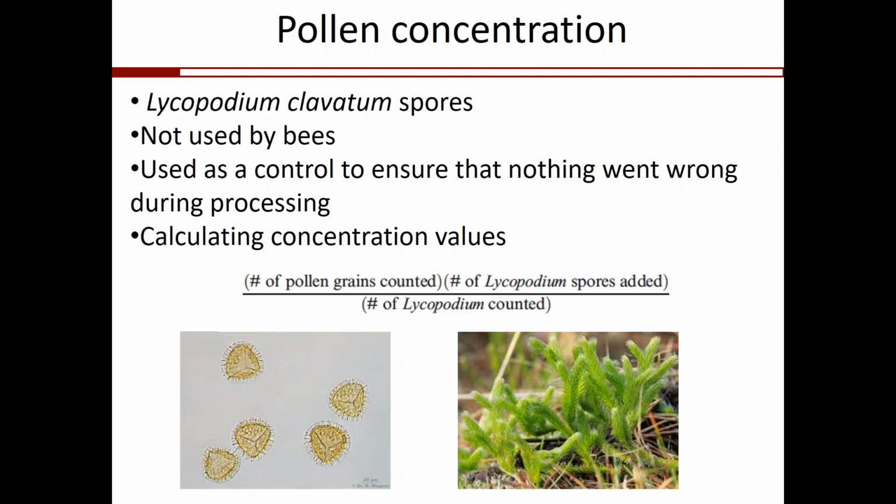And the second thing that we do, in addition to using it as a control, is we use it to calculate concentration values. So we can use this formula here, where the number of pollen grains counted times the number of lycopodium spores added, divided by the number of lycopodium counted. That will give us the amount of pollen in a 10-gram sample of honey.